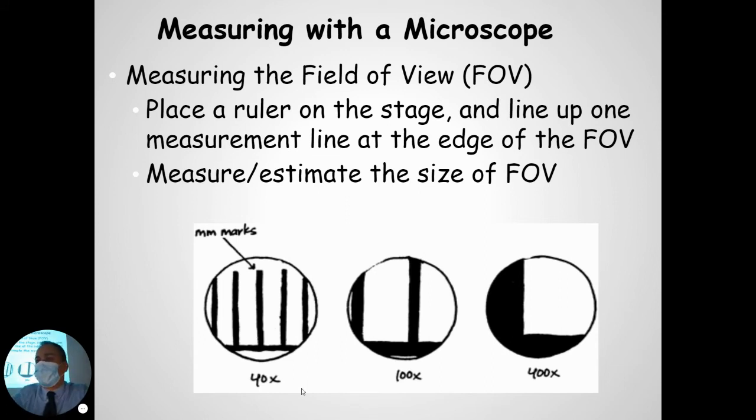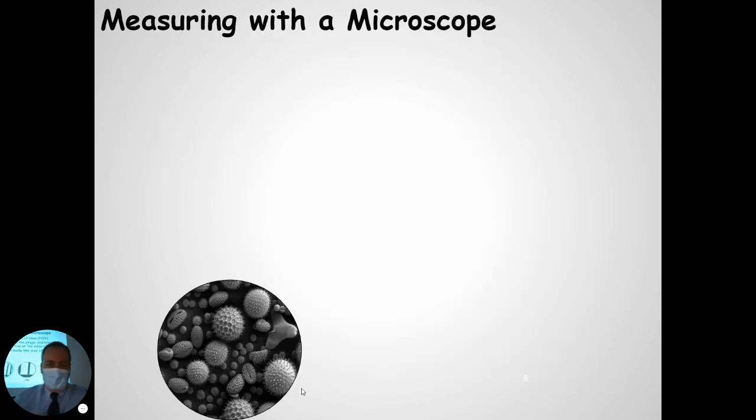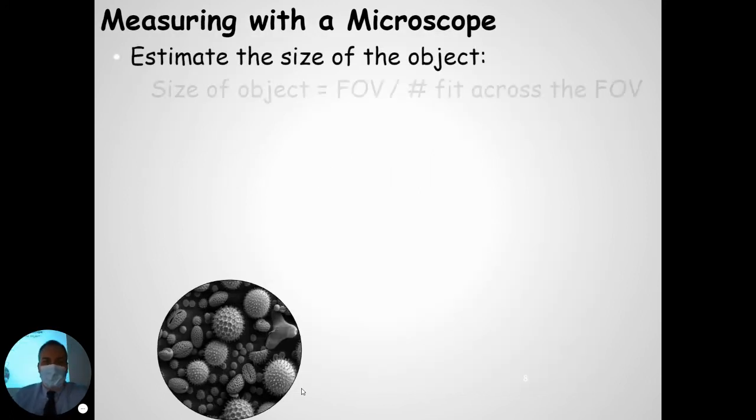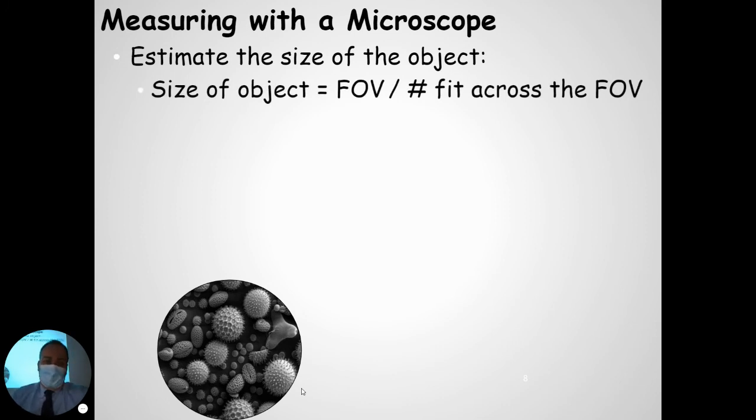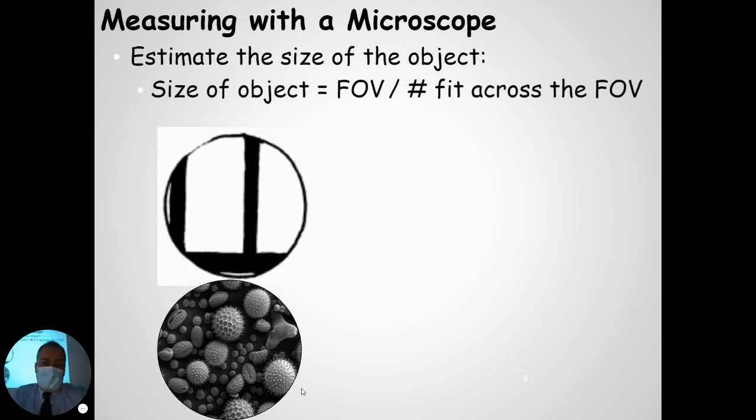So we can put a ruler under the microscope, and you'll do this afternoon, and actually measure. And see, when you look at low power, how wide is the field of view actually? How many millimeters wide? How many micrometers wide? And then you could repeat that same procedure under medium and high power. So sometimes you will have to estimate the size of an object.